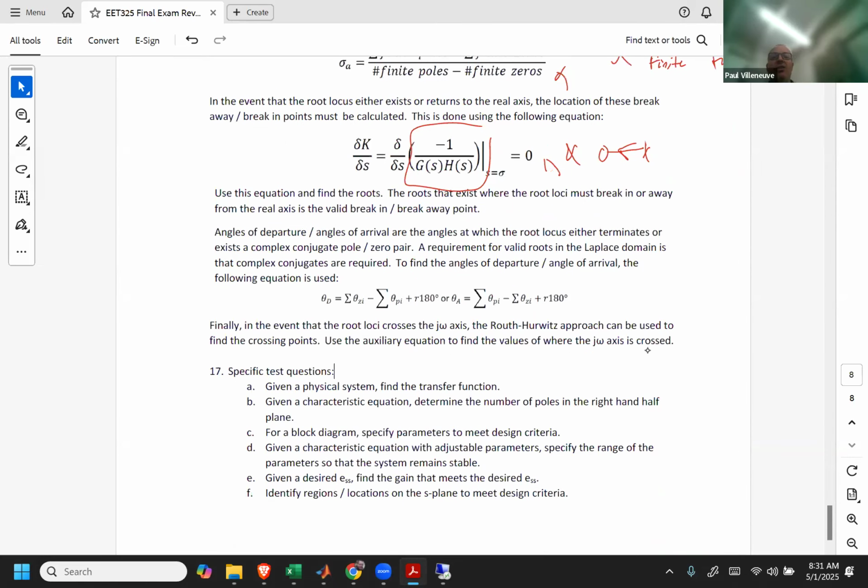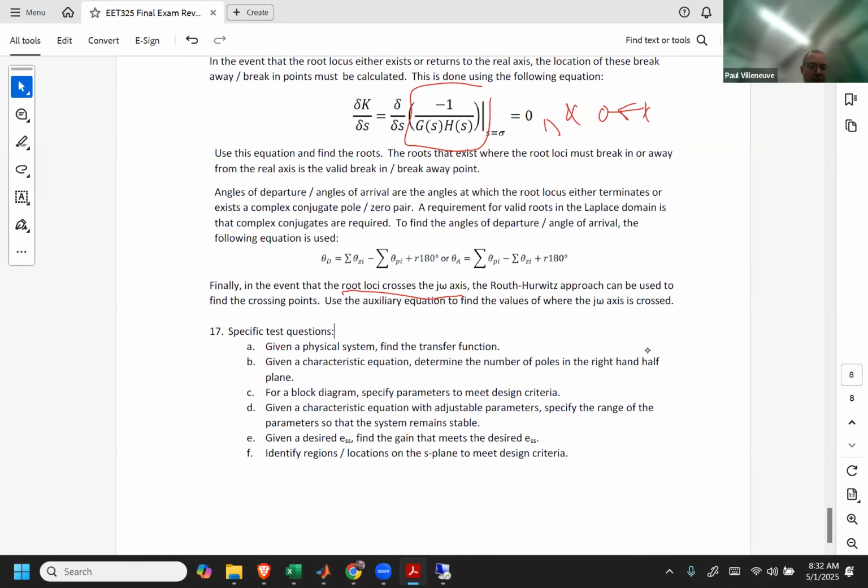And then we did angles of arrival or departure. So if you have any finite poles or zeros that are away from the real axis, then you can go ahead and calculate those departure angles and whatnot. Also, I forgot to tell you, for where the root loci cross the j omega axis, you just use your Routh-Hurwitz approach to figure out where you get those. So that's that refinement that you can get.